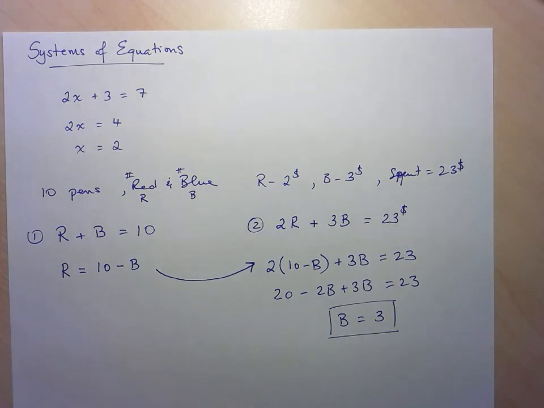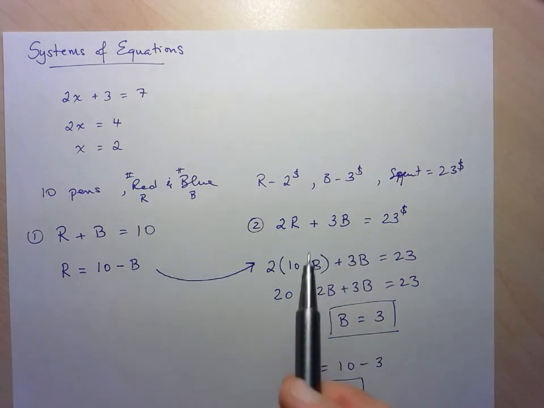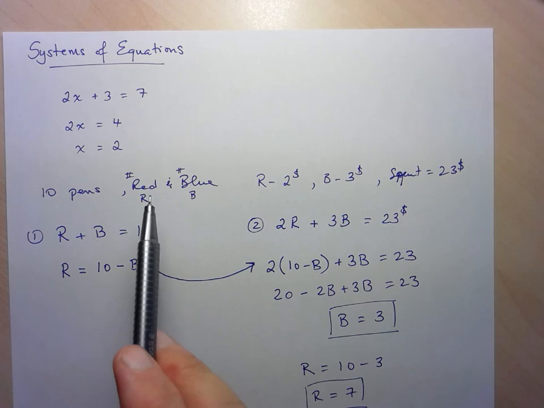But remember, we still need the number of red pens. We have an expression that represents the number of red pens using the number of blue pens. I know that the number of red pens is 10 minus the number of blue pens, which I now know the value of. 10 minus 3, so r is equal to 7. With these two pieces of information, I was now able to solve for the two unknowns in my problem.